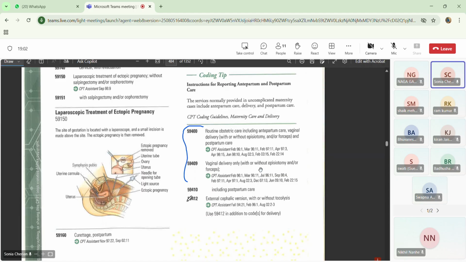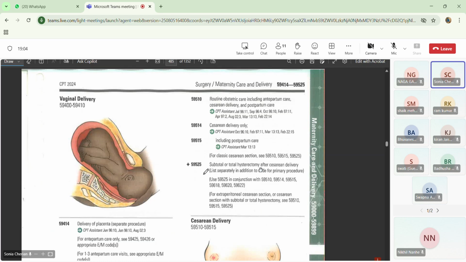Right. So now coming to the cesarean delivery. We have CPTs again. This is for routine obstetric care for cesarean delivery. Like how we saw for vaginal delivery, for cesarean delivery the package is routine obstetric care including the antepartum, the delivery and the postpartum care.